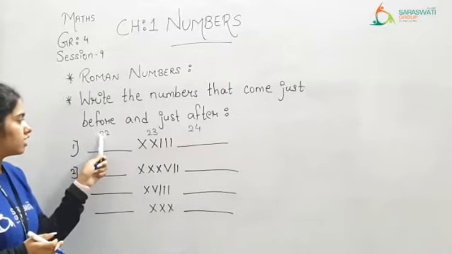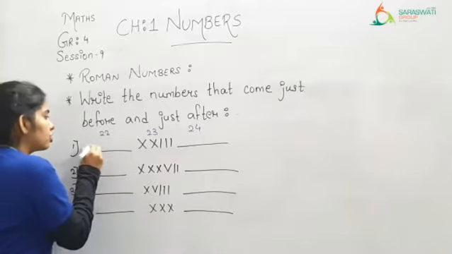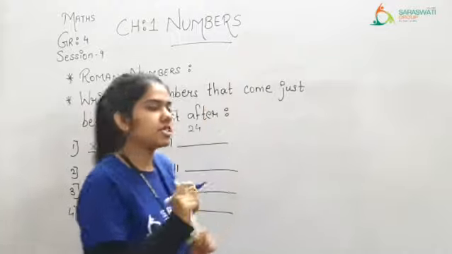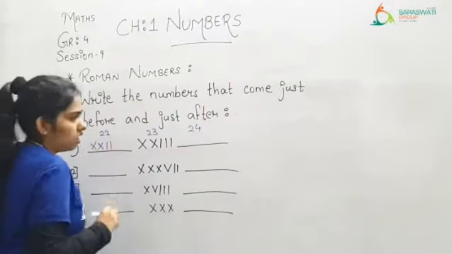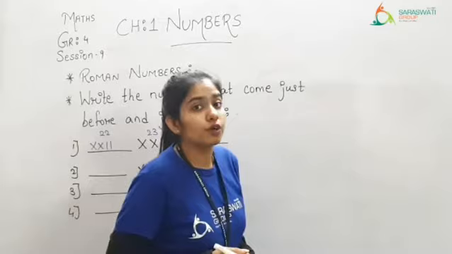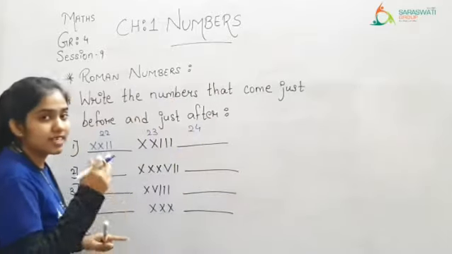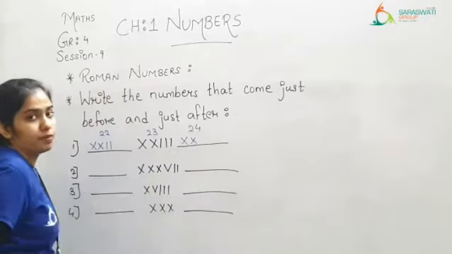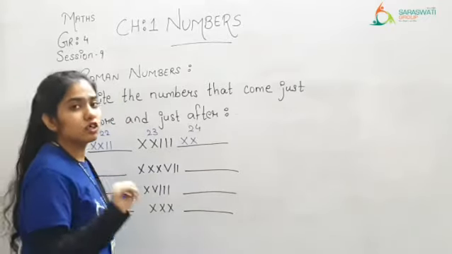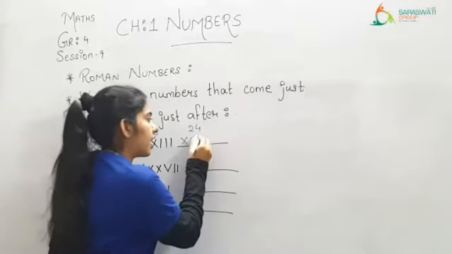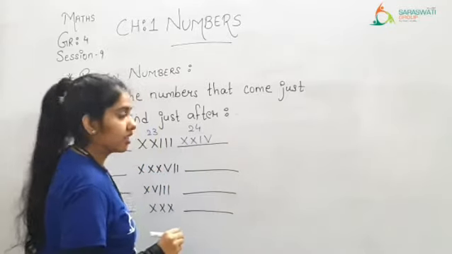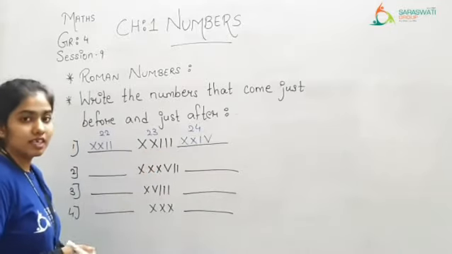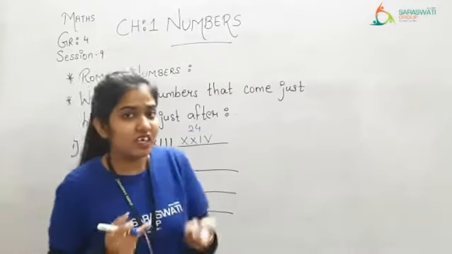So in 20, at the tens place there is 2. So 2 times x and 2, that is 2 times I. Now 24. So at the tens place the value is 2. So 2 times x and at the ones place the value is 4. So what is the Roman value for 4? That is IV. So this becomes the before and after numbers. It is easy, right?